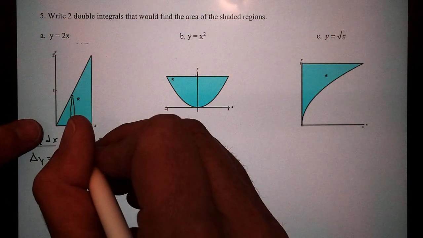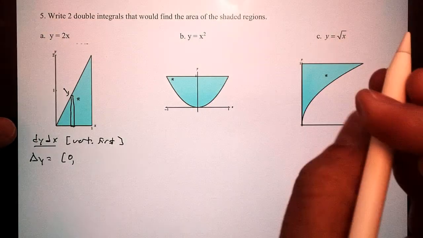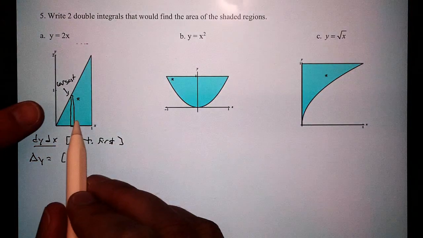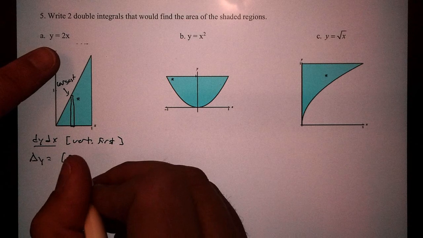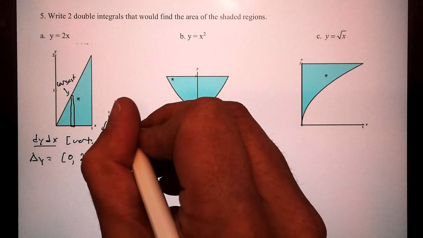Ready? What's my smallest y value? Going to be 0. And what is the largest y value going to be? Well, my largest y value is going to be that 2x. So remember, we want to be in terms of x.